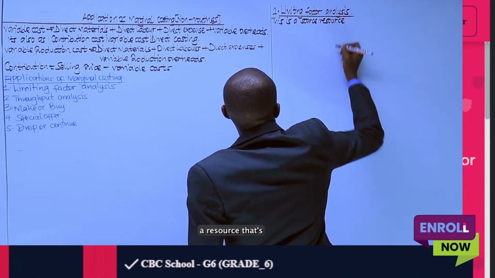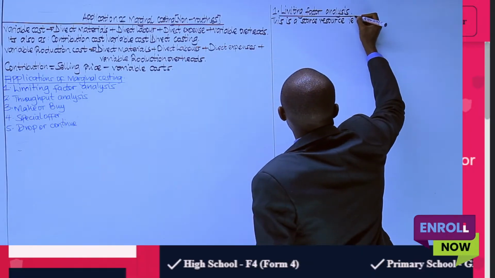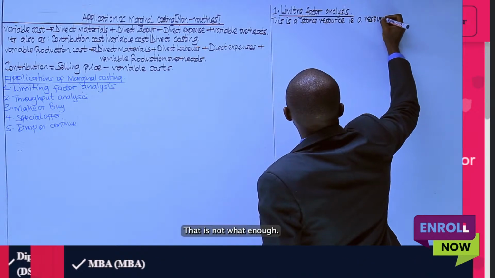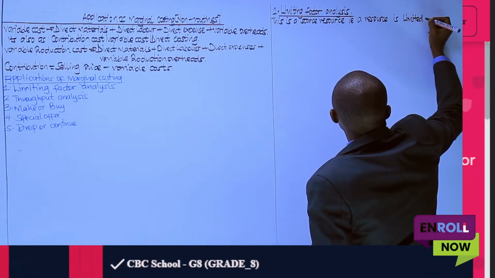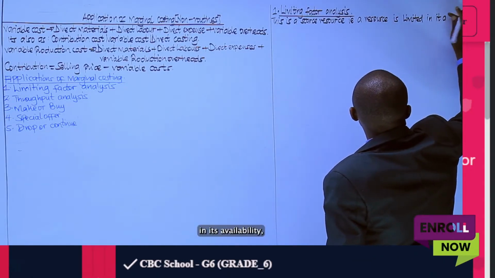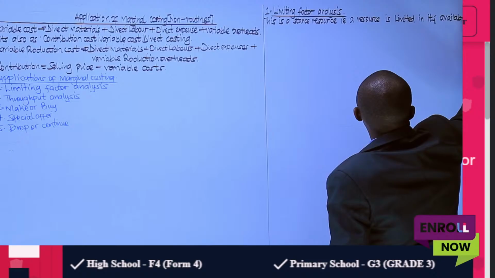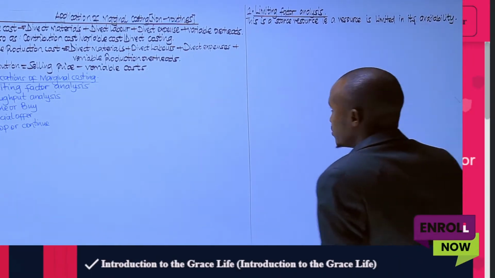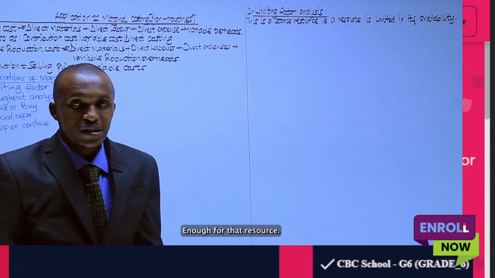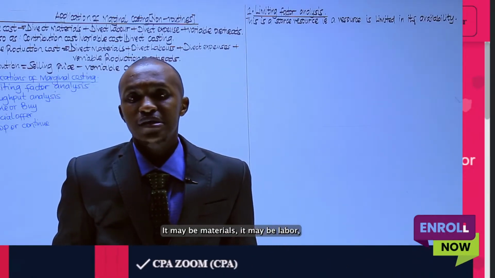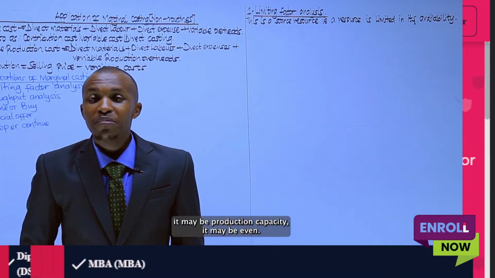A resource that is not enough, or is limited in its availability. That resource that is not enough may be materials, it may be labor, it may be production capacity, it may even be space.